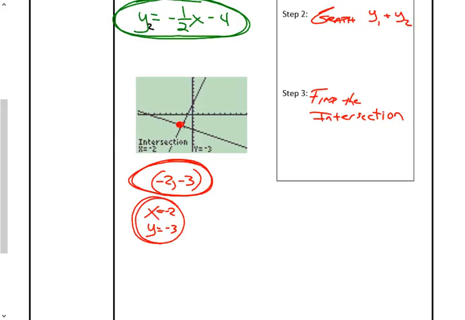But that's our graphical representation of a system of equations. Find the two lines, find the point where they intersect, because that intersection will be the spot where x and y are the same on both lines. Okay, now let's look at a different way.